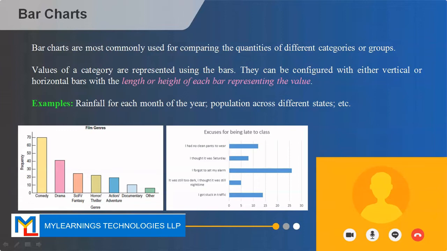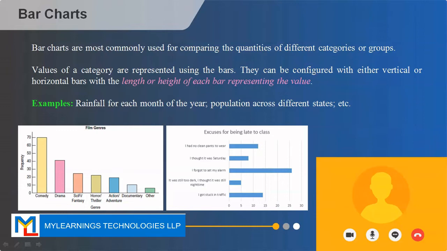Here in the example, the left chart shows the genre of films and the frequency. So frequency would represent how many people on an average enjoy that genre of film. So comedy seems to be enjoyed by most, followed by drama, sci-fi, horror or thriller, etc.